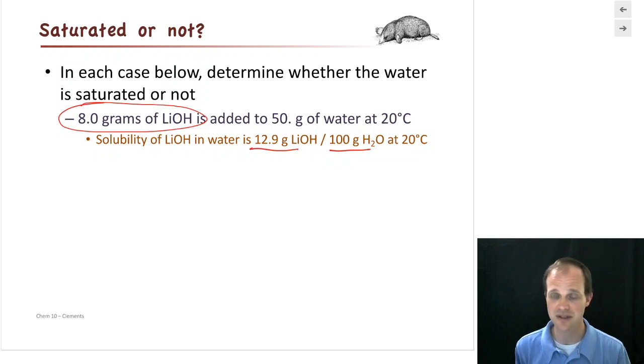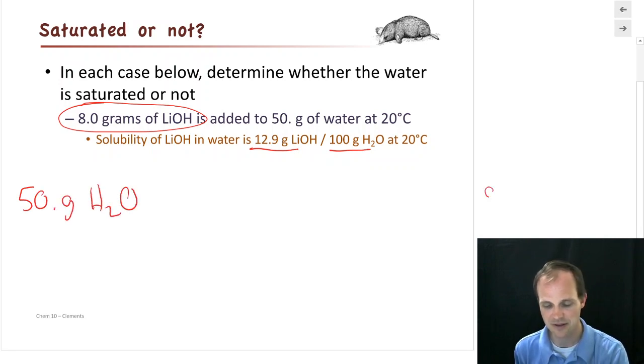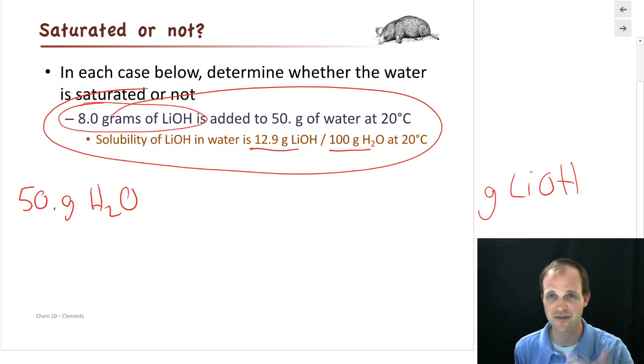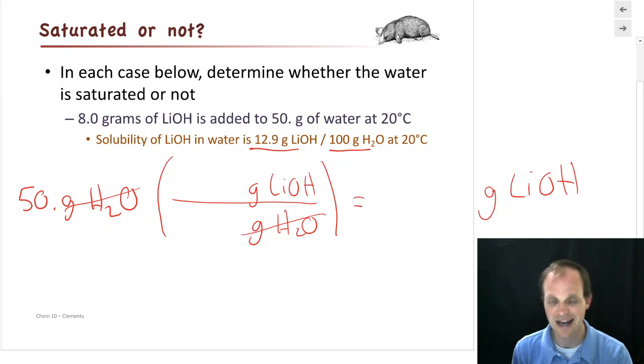Last time we started with the solute, the lithium hydroxide. This time let's start with the water. I've got 50 grams of H2O, and what I'm trying to figure out is grams of lithium hydroxide. If you notice, those are the only units I have. I've got grams of water and grams of lithium hydroxide in all my units. So I know it's going to be some combination of those. As with all things, units first: grams of water on the bottom cancel out there, grams of lithium hydroxide on the top. Now we figure out numbers.